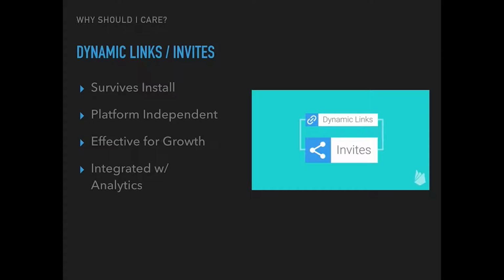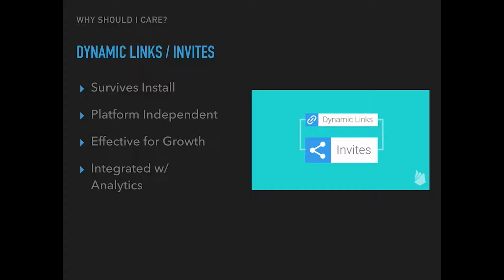That's a problem that you face. Or what happens if I'm an Android user and I link to Johnny, who's this iOS sucker? How is that going to work for him, right? He's not going to be able to go in and see the Android app. So that's where dynamic links comes in. So it survives install and is platform independent.